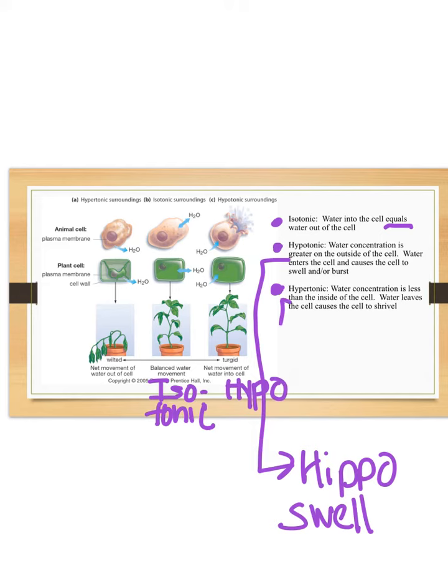And then you've got hyper, where we see this with salt, right? There's a greater concentration. Water concentration is less on the outside than the inside, so it shrinks. I always think of the example of people that are hyper, always running with lots of energy, like on Adderall, for example, or caffeine. Sometimes if people do that a lot, they lose weight, if that makes sense. So they're smaller, they're hyper, so they shrink.